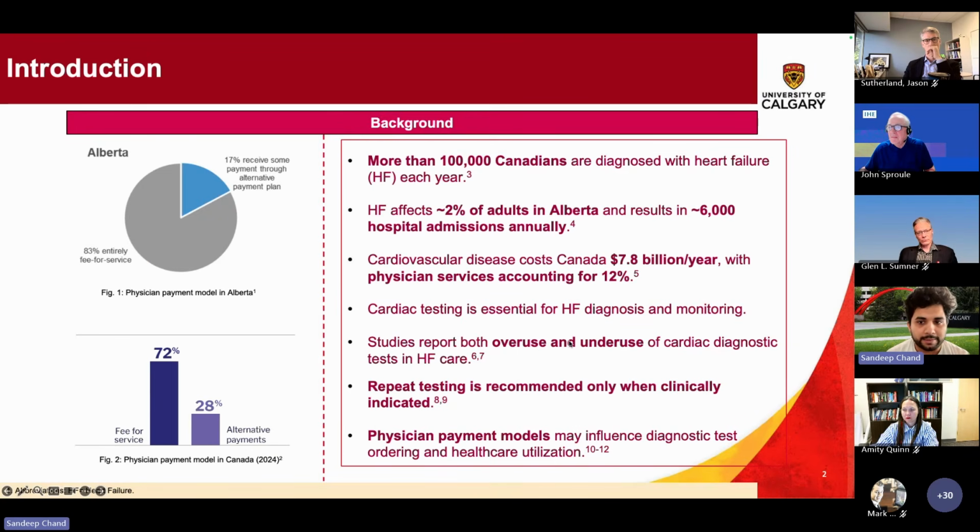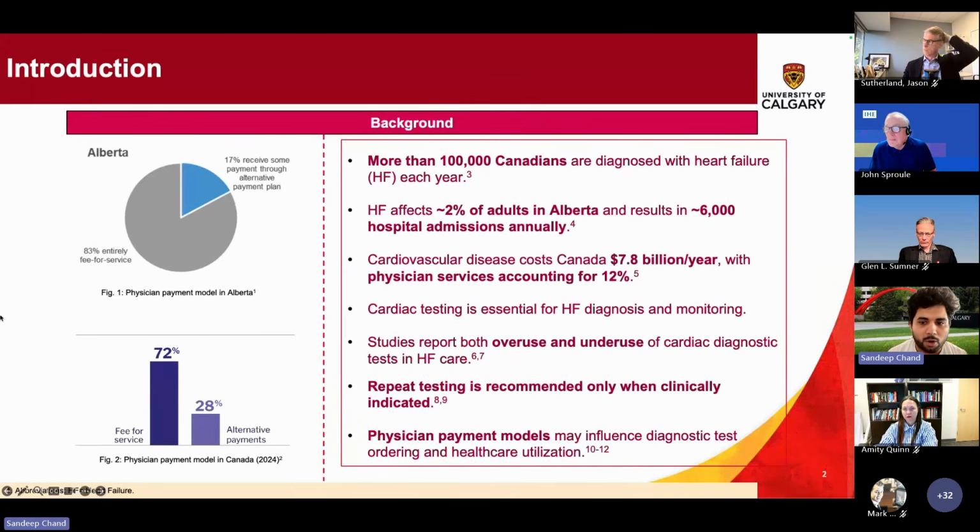First, why heart failure? It is a condition where the heart cannot pump well enough to keep up with the body's needs. More than 100,000 Canadians are diagnosed every year. In Alberta, it affects about 2% of adults and leads to roughly 6,000 hospital admissions a year. Heart disease overall costs Canada about $7.8 billion annually, and about 12% of that goes to physician payments.